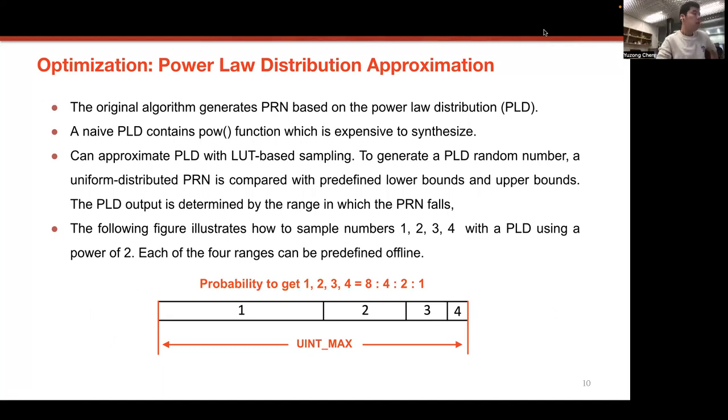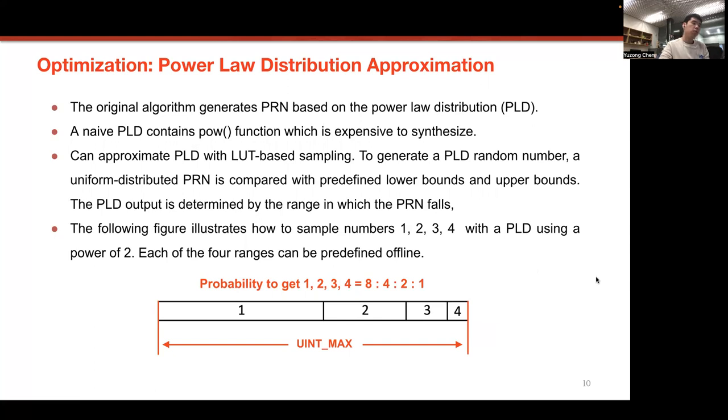So we did some optimizations to approximate the original power law distribution. The original algorithm generates a pseudo-random number based on the power law distribution, which we call PLD. A naive PLD will contain the power function, which is very expensive to synthesize in HLS. However, we can approximate the PLD with lookup table-based sampling. To generate a PLD-based random number, we choose a uniformly distributed pseudo-random number, and then it is compared with predefined lower bounds and upper bounds.